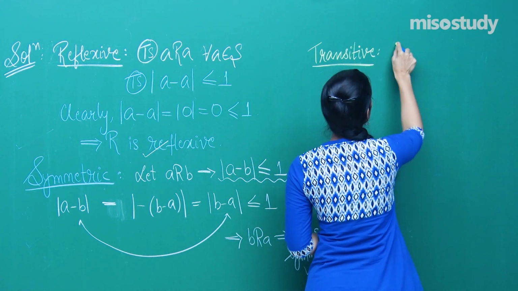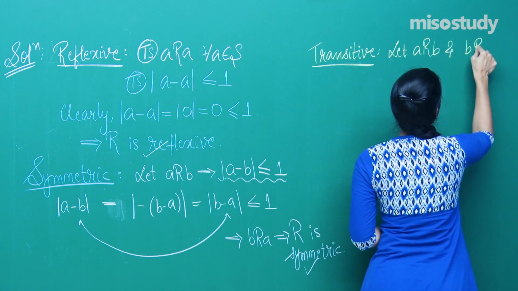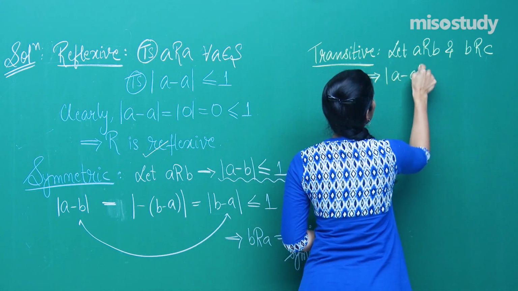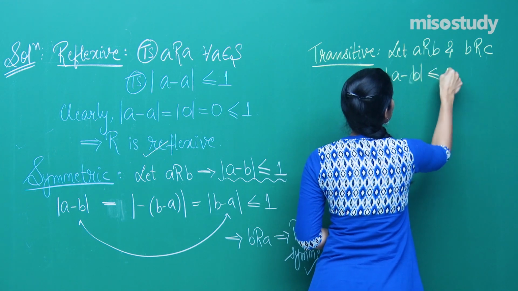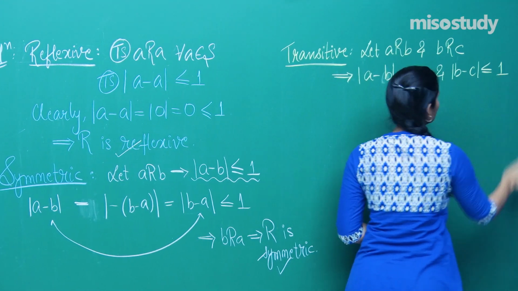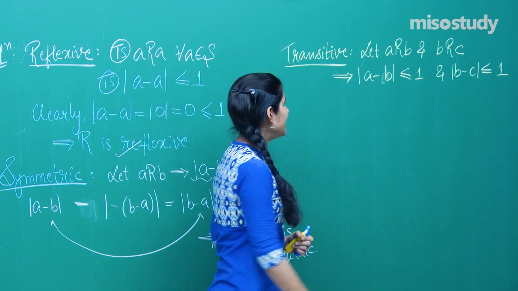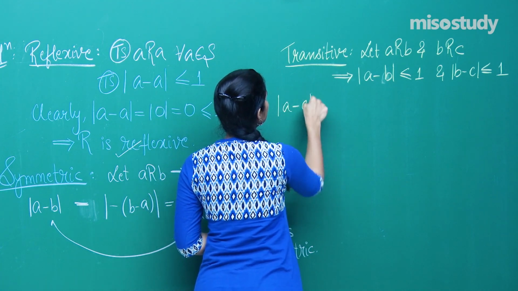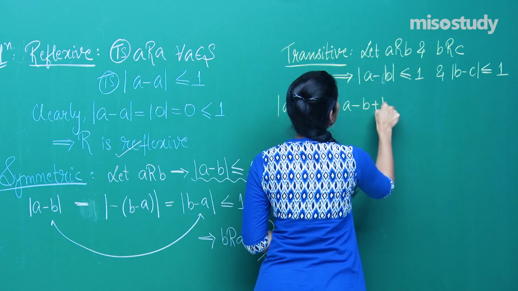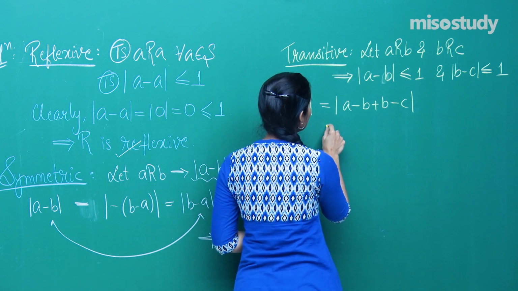Let A be related to B and B be related to C. This implies the distance between A and B is less than or equal to 1 and the distance between B and C is less than or equal to 1. Does this imply the distance between A and C is also less than or equal to 1? Let's check it out. Consider the distance between A and C. This expression can be written as A minus B plus B minus C, right? Add and subtract B.